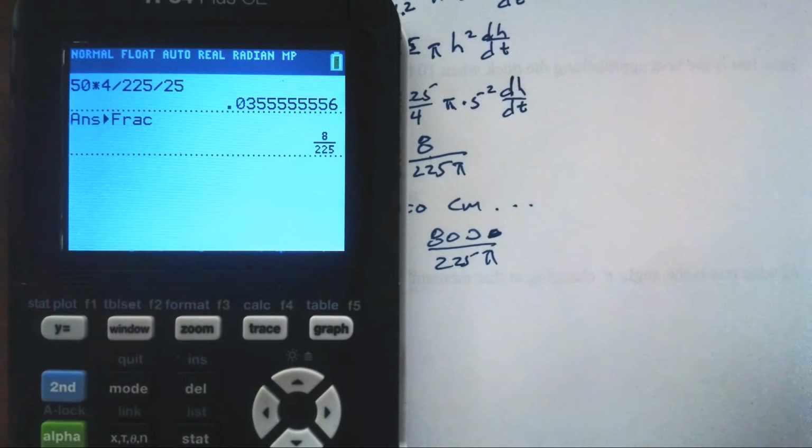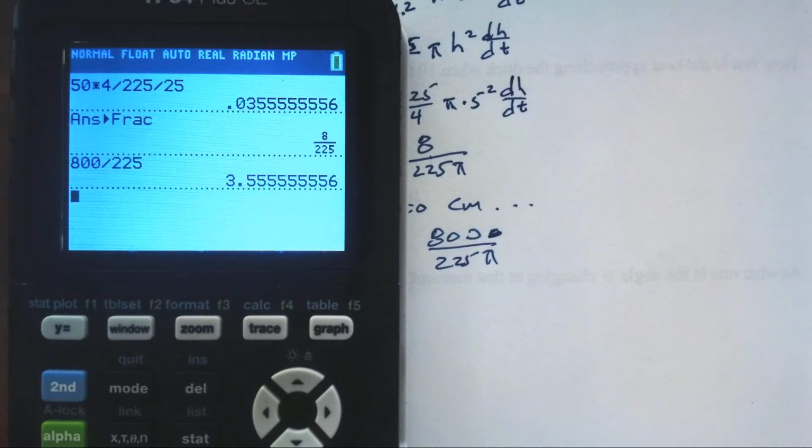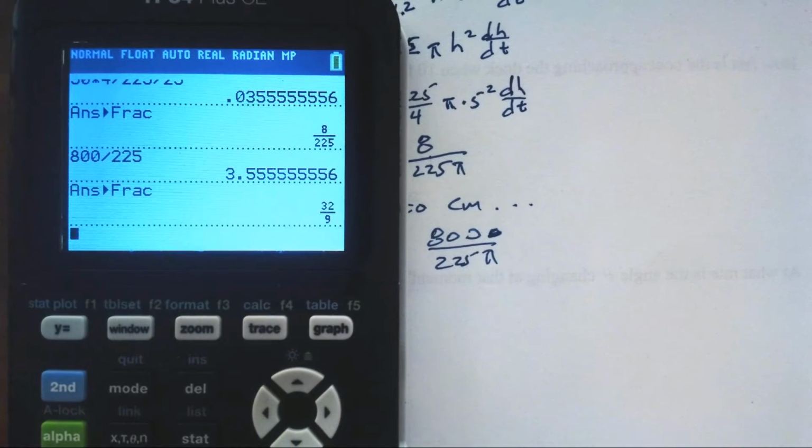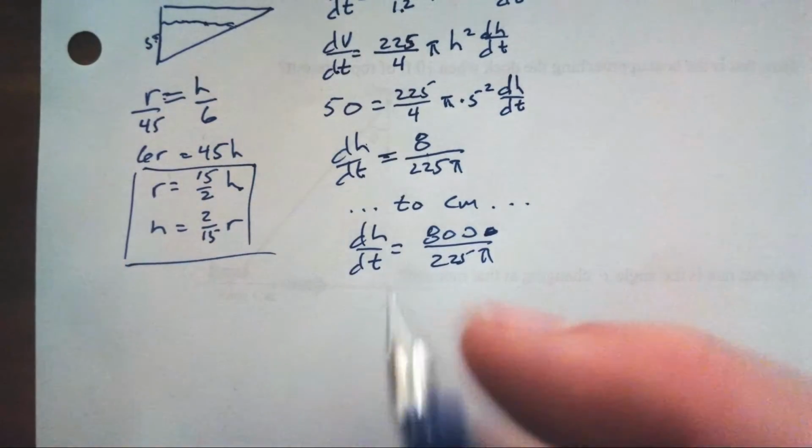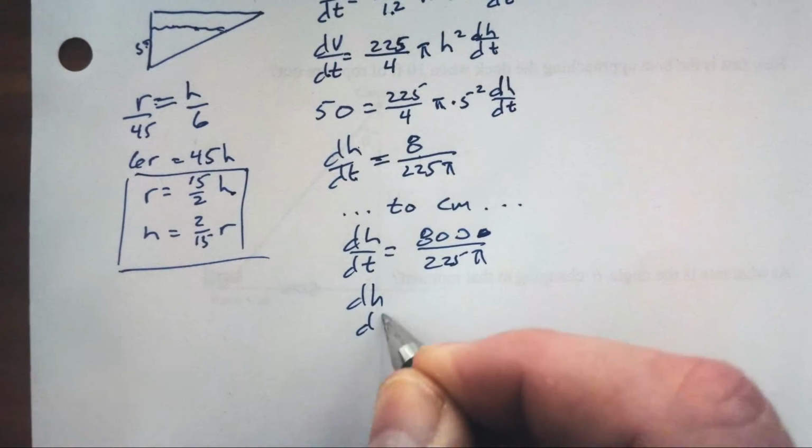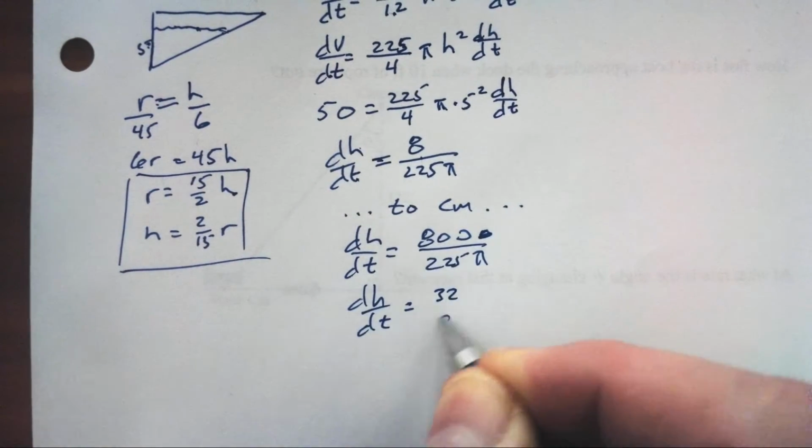And sure, we could do that in our head, but let's go 800 divided by 225. We could reduce this guy. Math fraction, love math fraction. That's probably why they put it first. 32/9. So dh/dt is 32/9 pi.